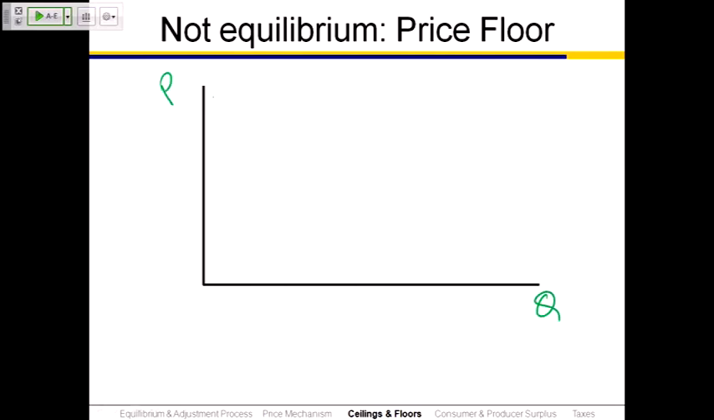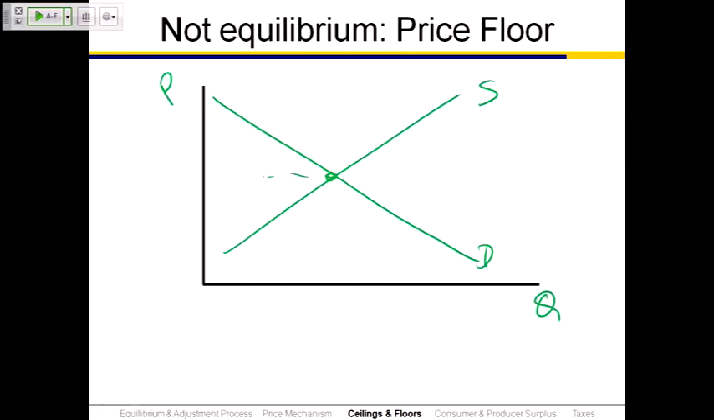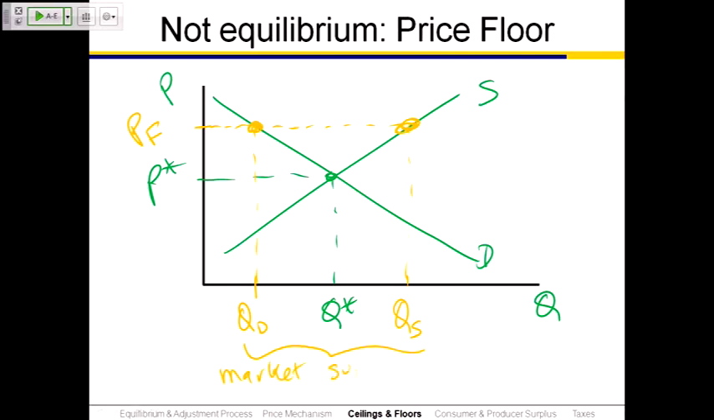Price on the vertical, quantity on the horizontal, downward sloping demand, upward sloping supply. Find your equilibrium price, P star, equilibrium quantity, Q star, and then choose some price above your equilibrium. Call it PF for the price floor. At that price, go over from PF until it hits the demand curve, drop that down, call it QD. Go over again from PF until you hit the supply curve, drop that down, call it QS. The amount produced is much greater than the amount demanded at that price PF. We say that there is a market surplus.